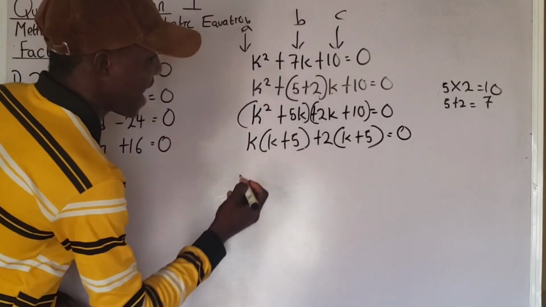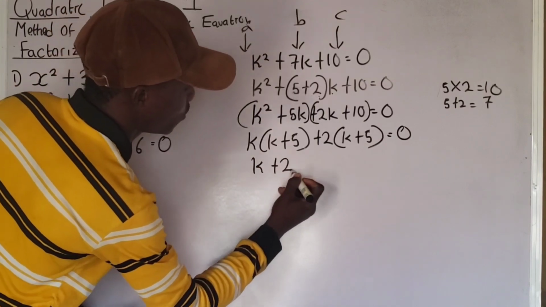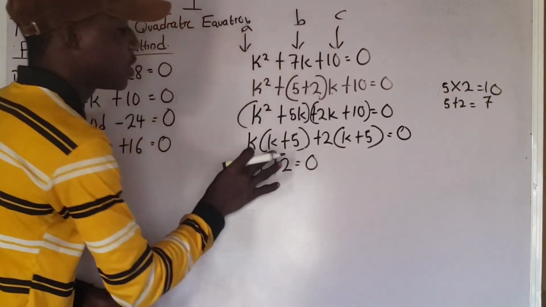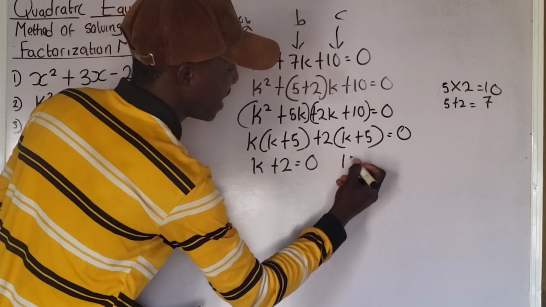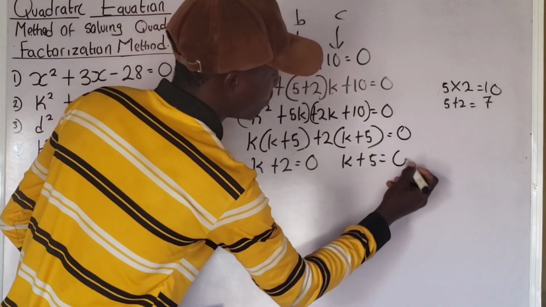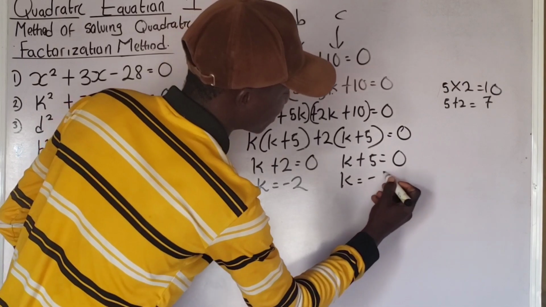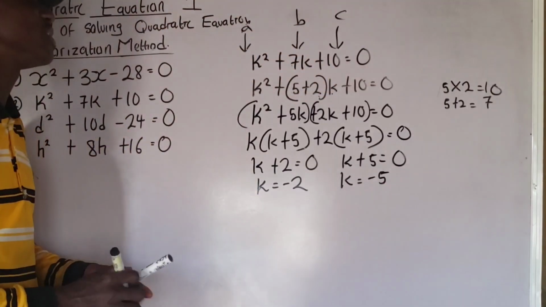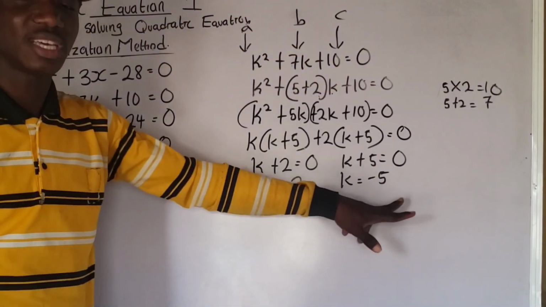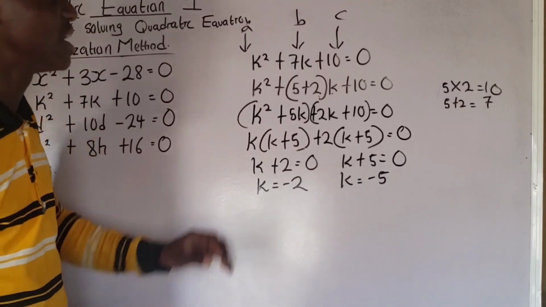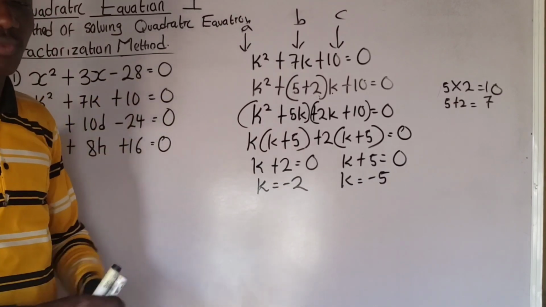Now, here I'm going to have k plus 2 equals to 0. Now I'm going to choose one of these brackets, k plus 5 equals to 0. Here I'm going to have k equals to negative 2 and k equals to what? Negative 5. So the roots of this quadratic equation are negative 2 and negative 5. Those are the values of k that satisfy the quadratic equation. Do you understand?